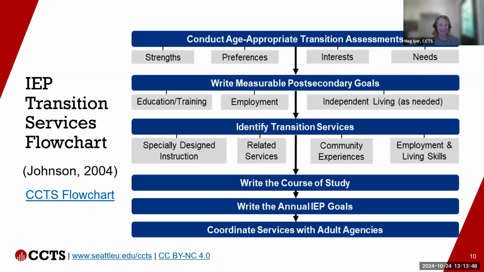So now in this next slide, we see those transition components assembled into a flow chart. It includes several subcomponents that have been added to the first three sections of the sequence. So in conducting the age-appropriate transition assessments, the purpose is to help students identify their strengths, preferences, interests, and needs. And then under writing measurable post-secondary goals, there needs to be goals written in the areas of education and training, and then also in employment. And then if it's considered necessary by the IEP team, a goal in independent living.